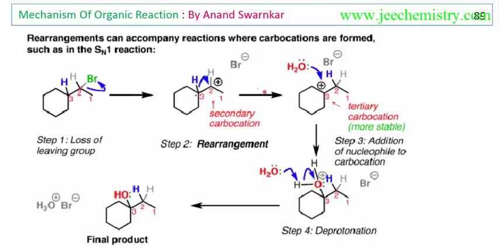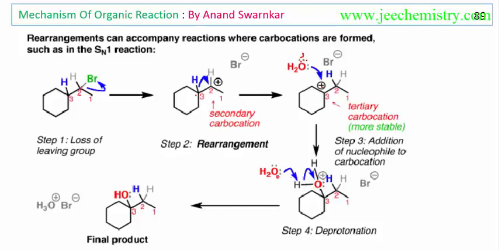All these reactions happen in solution, not in open conditions, not in the open atmosphere. So the bromine will leave this place and remain in the solution as bromide, Br minus. H2O is the solvent. The lone pair of H2O will attack this electron-deficient carbocation, and now the OH will attach. Now the OH gains a plus charge.